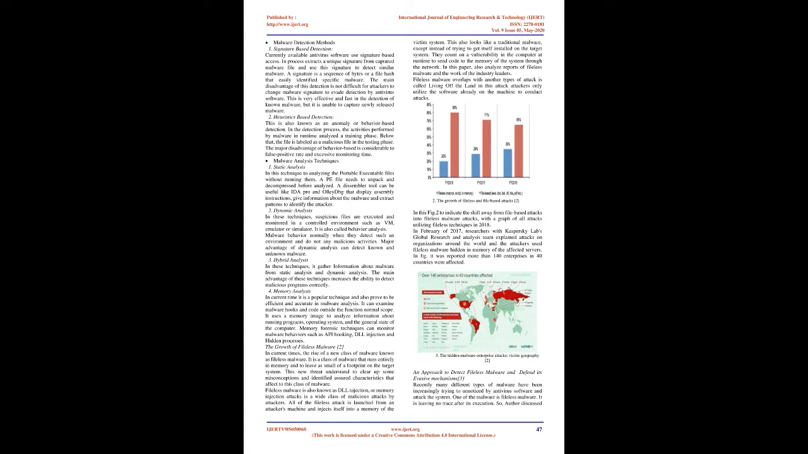Malware detection methods. Signature-based detection. Currently available antivirus software uses signature-based detection. The process extracts a unique signature from a captured malware file and uses the signature to detect similar malware. A signature is a sequence of bytes or a file hash that easily identifies specific malware. The main disadvantage of this detection is that it is not difficult for attackers to change the malware signature to evade detection by antivirus software. It is very effective and fast in the detection of known malware, but it is unable to capture newly released malware.